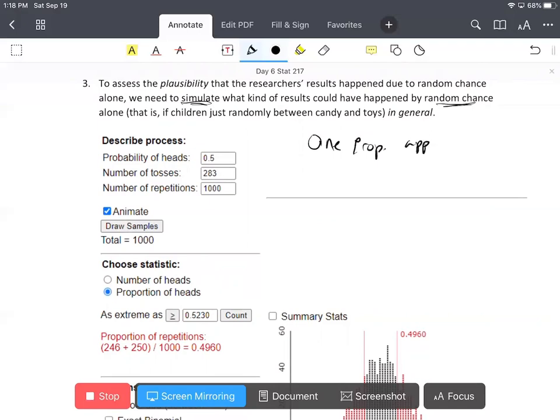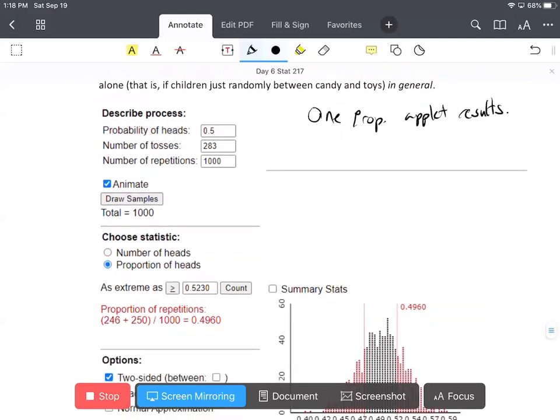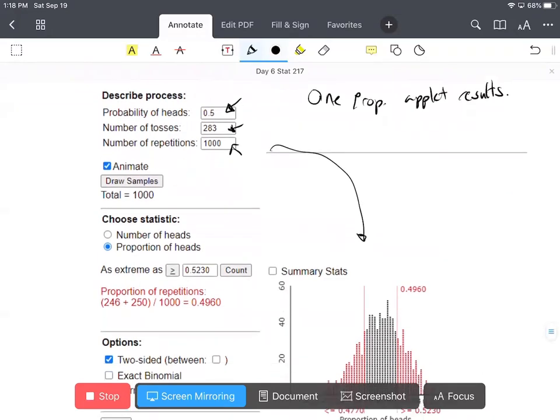So below are my one proportion applet results. I ran the one proportion applet and I filled it in as normal. Probability of heads is 0.5 because 50-50. We did 283 tosses. Now we want to do 283 tosses a lot of times to generate this null distribution.